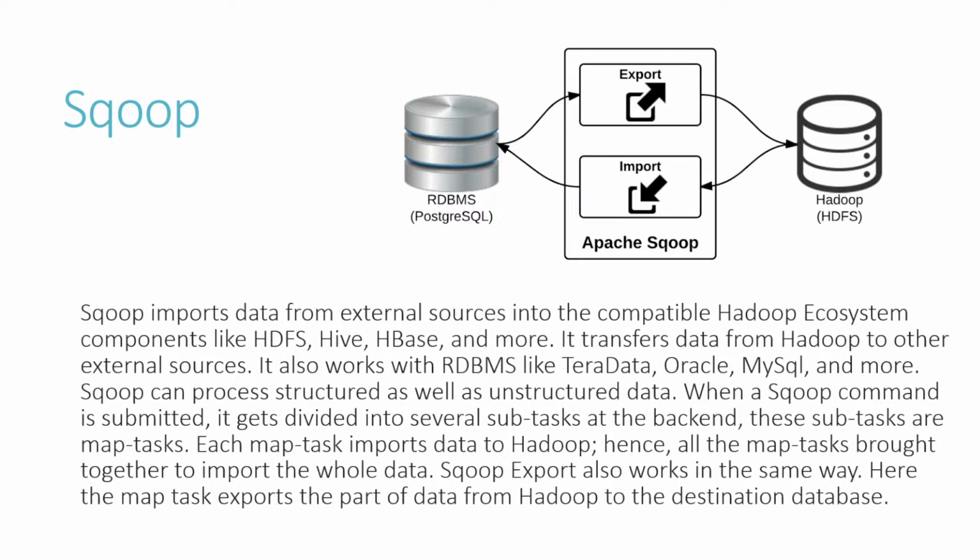So Sqoop imports from external sources. You can do an import from Oracle, Postgres, MySQL, and many others. You can do it from almost any RDBMS, and you can move them into Hive tables directly. You can move them into HDFS. You can directly move them into HBase. You can do all that using Sqoop. It transfers data from Hadoop to other external sources as well.